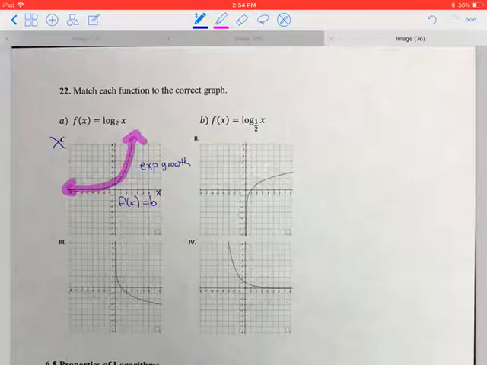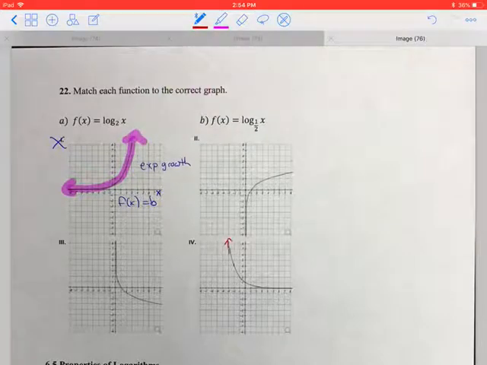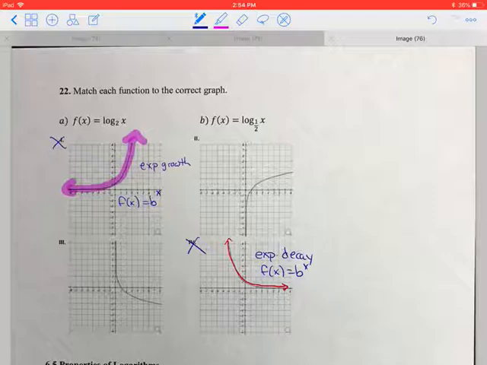If we look for another one that looks sort of familiar, I'll use a pen instead of a highlighter this time. Here's another one that we've seen before. We saw this back in another section, and that is going to be what we call exponential decay. So this is also in the form f of x equals b to the x, where b is less than 1. Right, so neither of these are logs. So now we're down to these two.